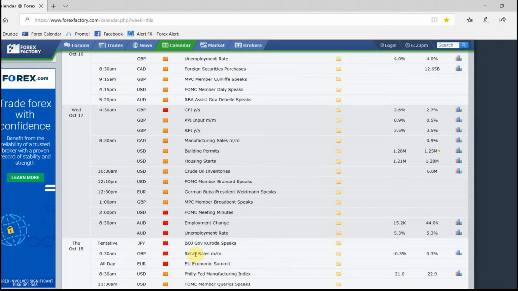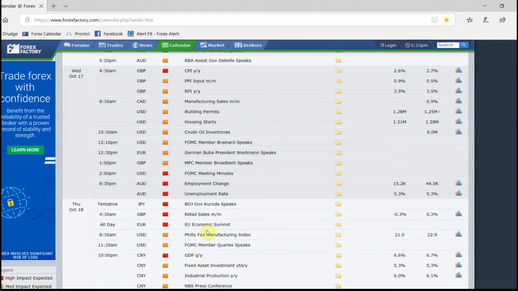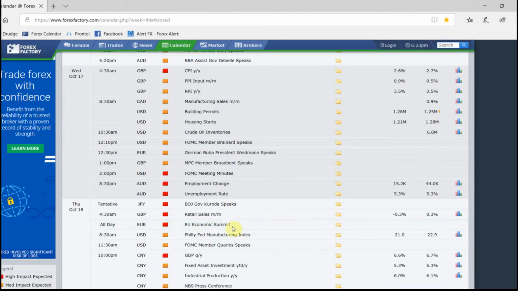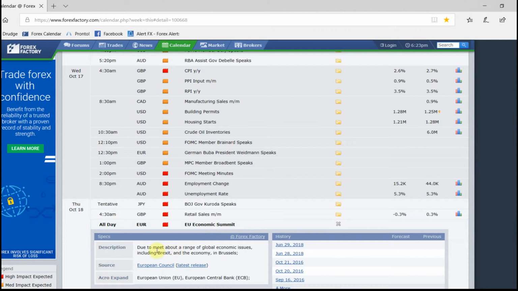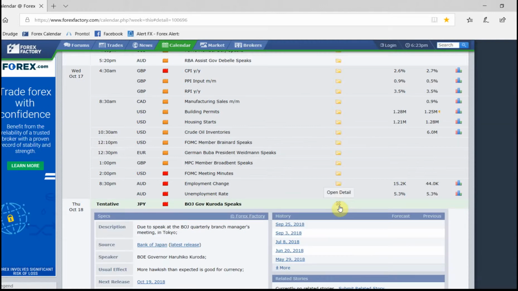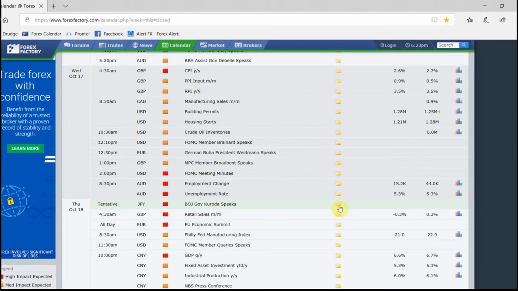Retail sales again for the British pound. Don't really care about that this week. Euro summit. This could be big for the euro because they're going to talk about Brexit. You can see Brexit's in here, the economy, economic issues. So I would watch out for Thursday. It's going to go on all day Thursday. So if you're trading the euro on Thursday, be cautious. Bank of Japan, Kuroda, overnight hours, I don't think that will do much unless he says something really surprising. But I would definitely watch this economic summit.